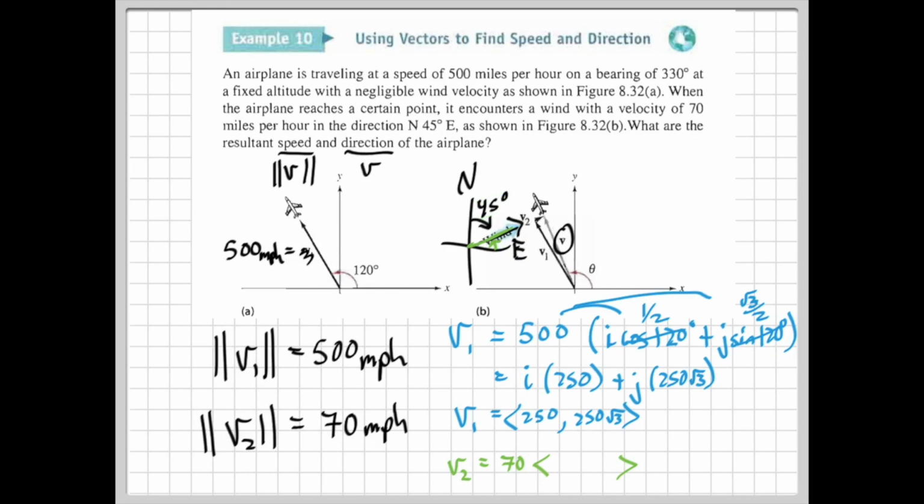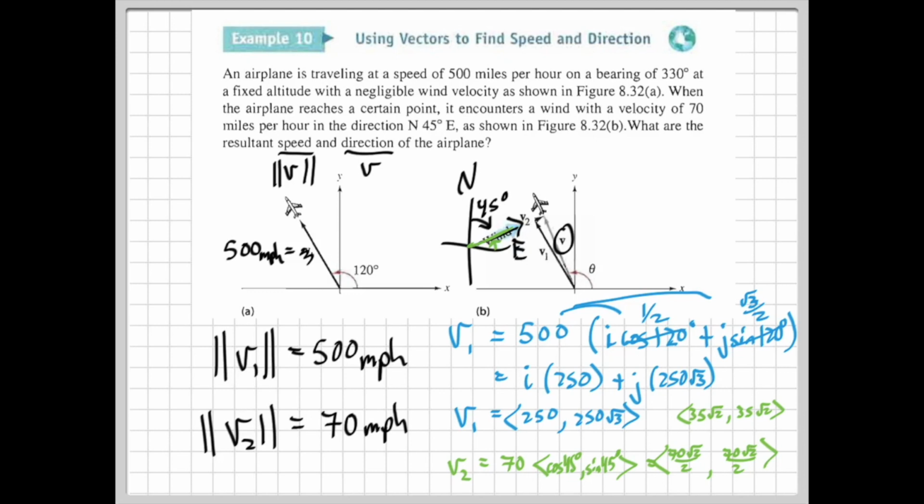So let's go cosine. Cosine's always first. Cosine of 45 degrees, and this is sine of 45 degrees. What we would get here is 70 times rad 2 over 2, and 70 times rad 2 over 2, because sine and cosine equal the same thing, and that simplifies down to 35 rad 2 and 35 rad 2.